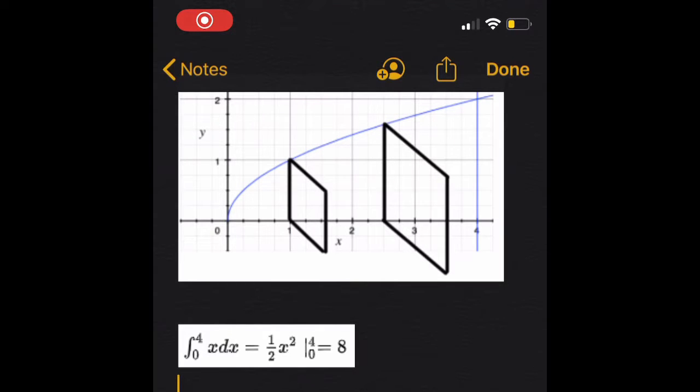This integrates to 1/2 x squared from 0 to 4, and we just plug in those values and we get 8. This means that, in conclusion, the volume using square cross-sections of this region is 8.